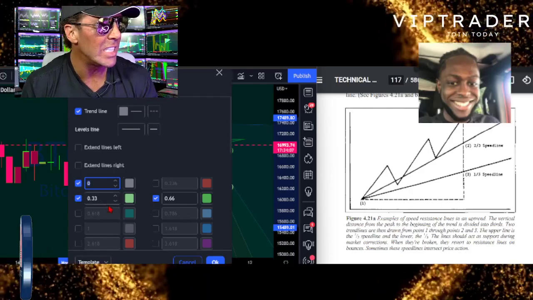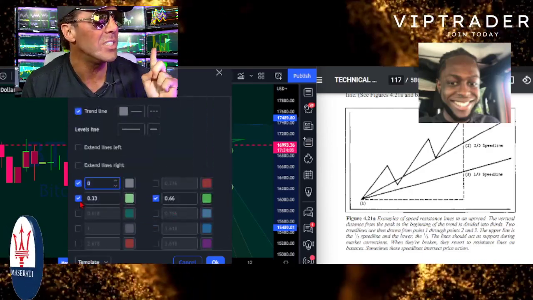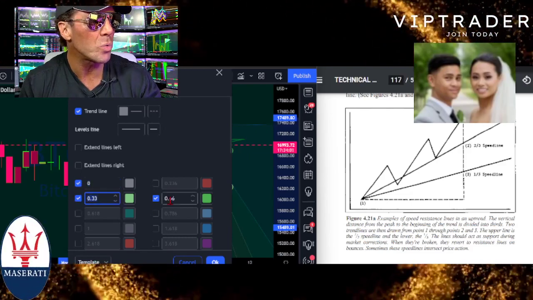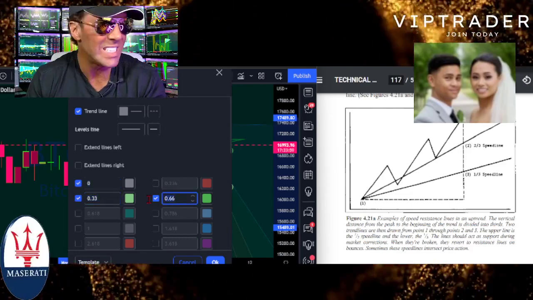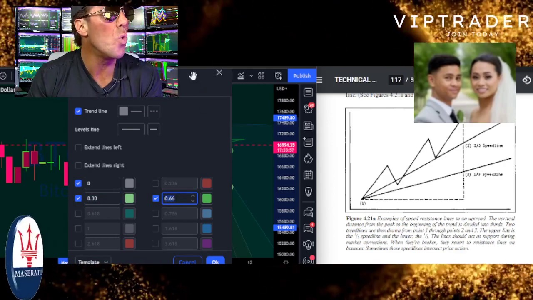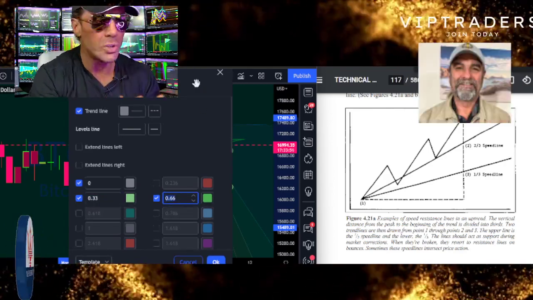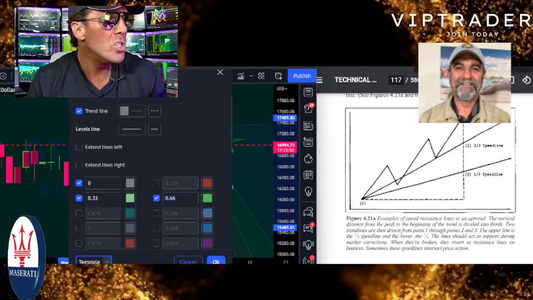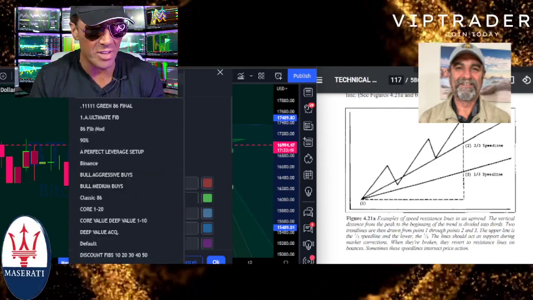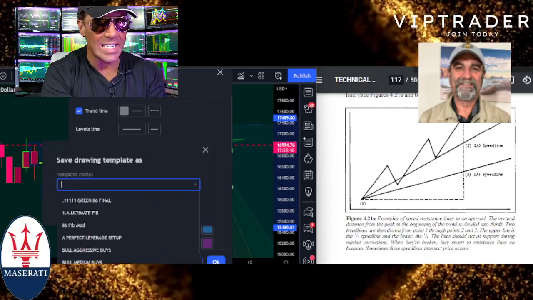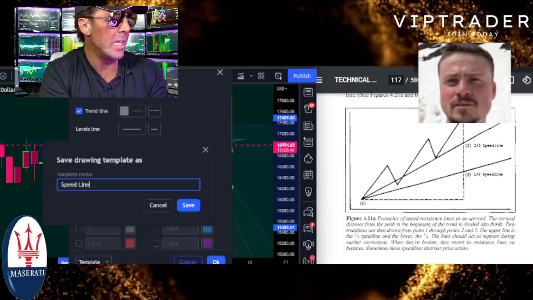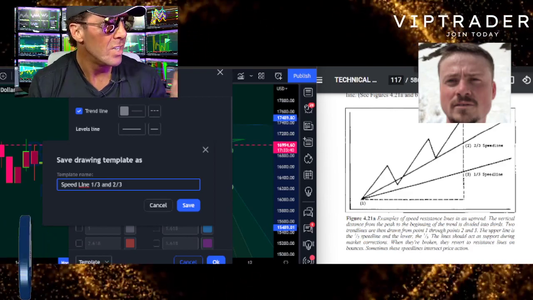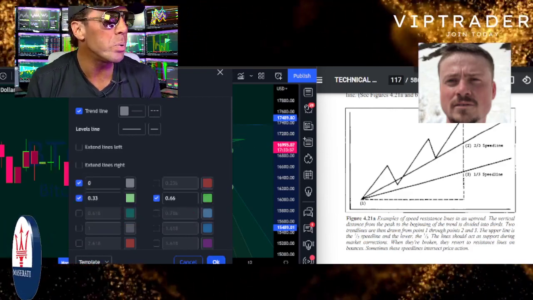Other than deselecting all of the items and merely setting one line to 0.33, setting another line to 0.66. Very easy. We want the 1/3 and the 2/3, or 0.33 and 0.66. Now, once you've done that, I recommend saving the template as, for instance, speed line, 1/3 and 2/3, so that you can quickly deploy that in the future.